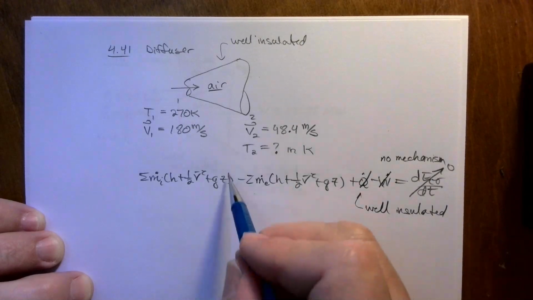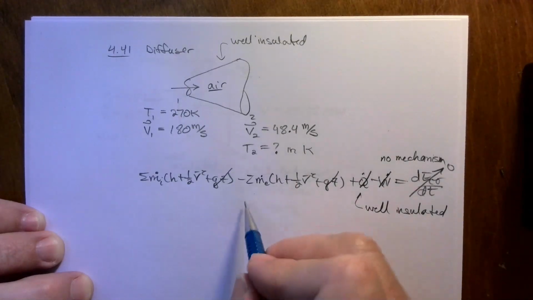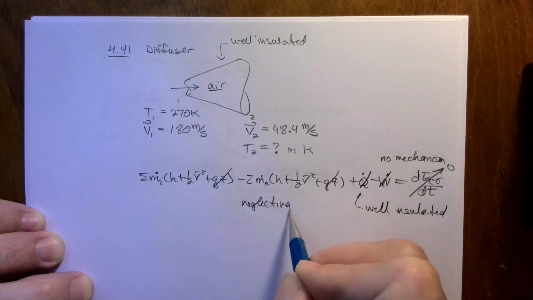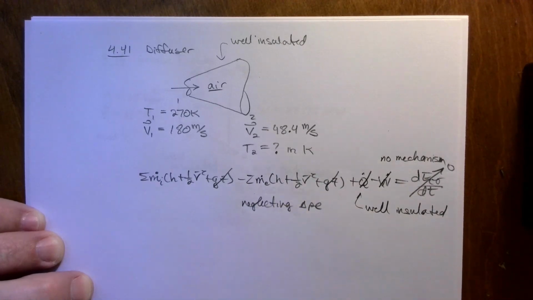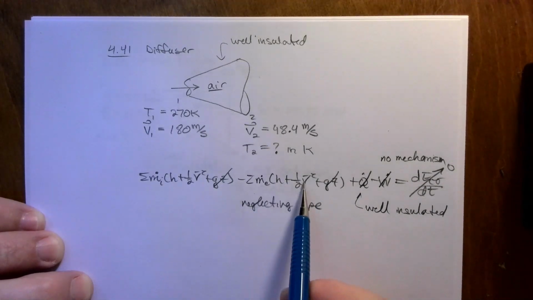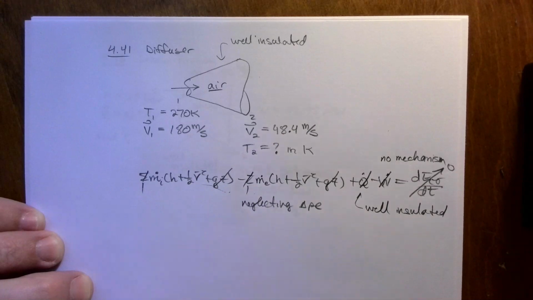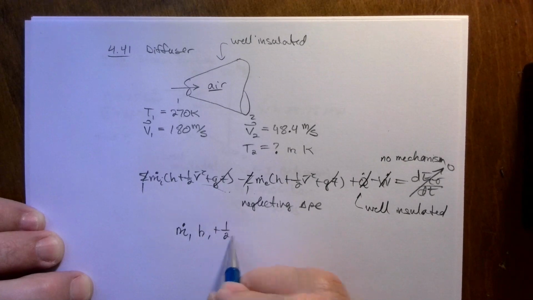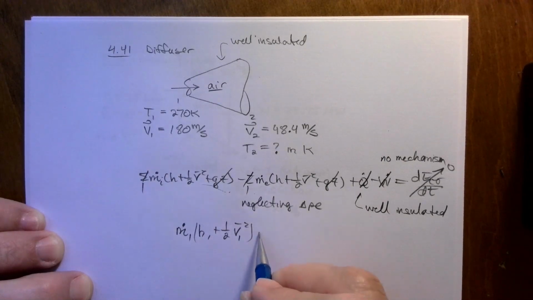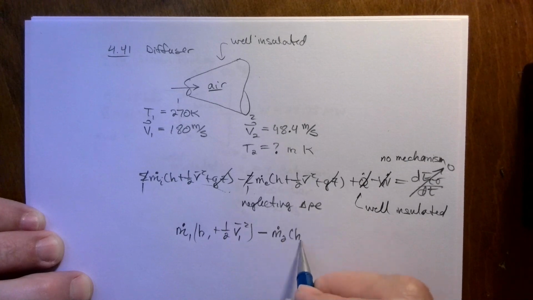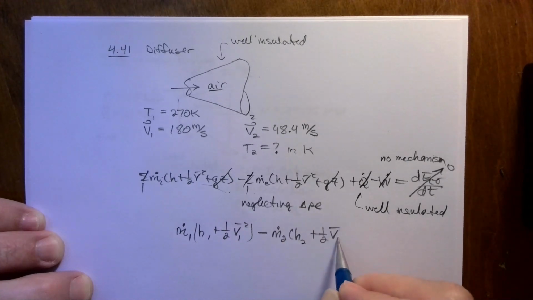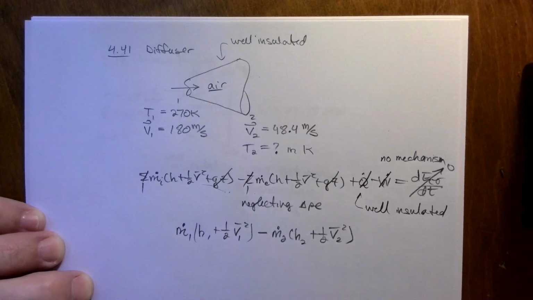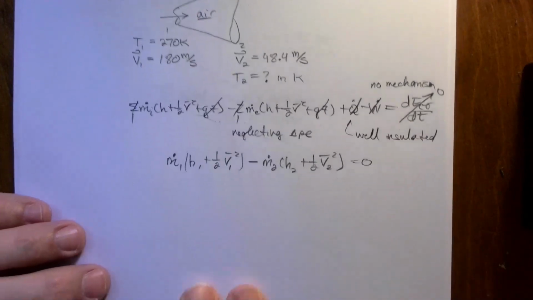We have no information about potential energy, but we're always neglecting potential energy changes. Be careful, we have kinetic energy, but also the change in kinetic energy is actually the goal of a diffuser, so we can't throw away that term. We've got one inlet and one exit. m dot 1 times h1 plus 1/2 the velocity at 1 squared minus m dot 2 times h2 plus 1/2 the velocity at 2 squared is equal to 0.